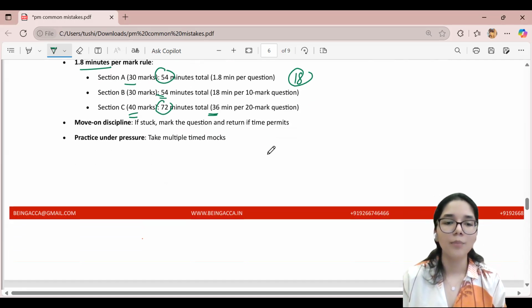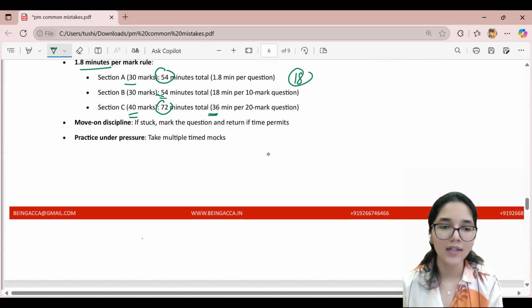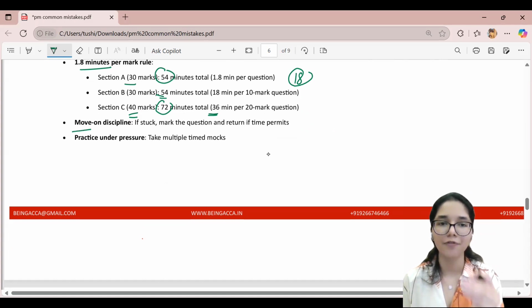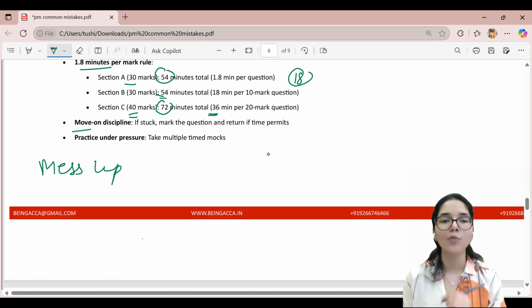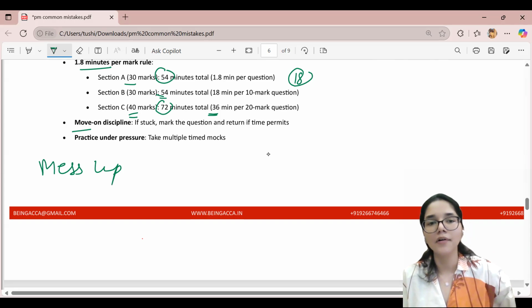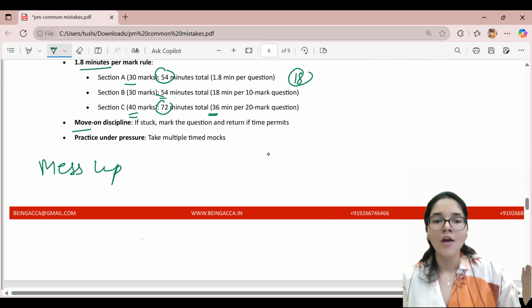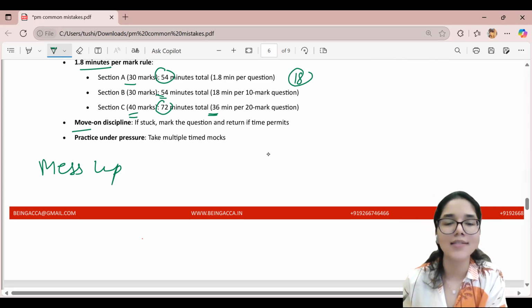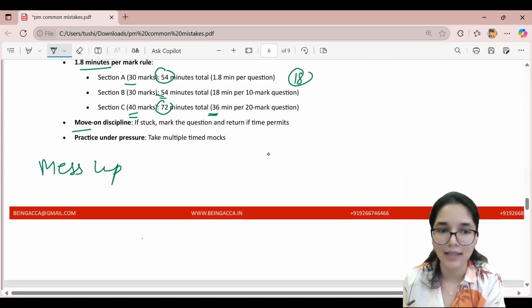Another thing is the move on discipline. Move on, that means you are supposed to proceed further. You're not supposed to stay stuck. There are a few questions that the examiner deliberately puts in the paper for you to mess up the time. Why do they do that? They want you to spend longer in answering one question so that you do not get time to answer all of the questions that are there in the paper.